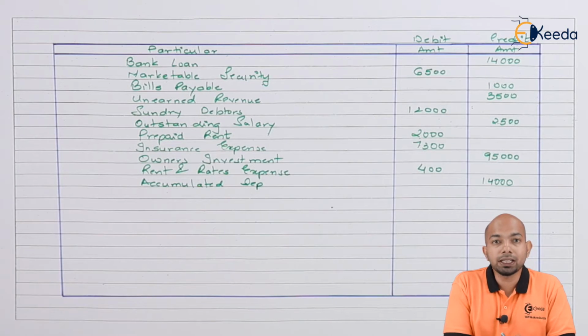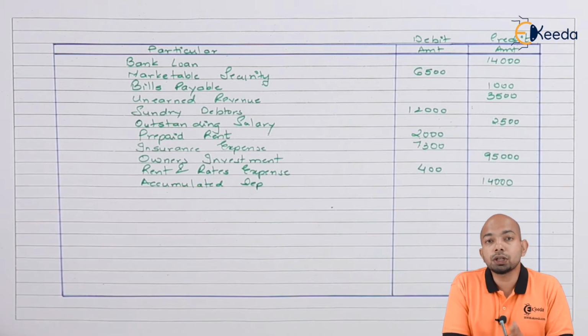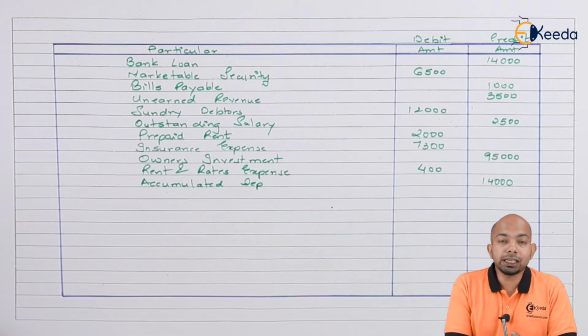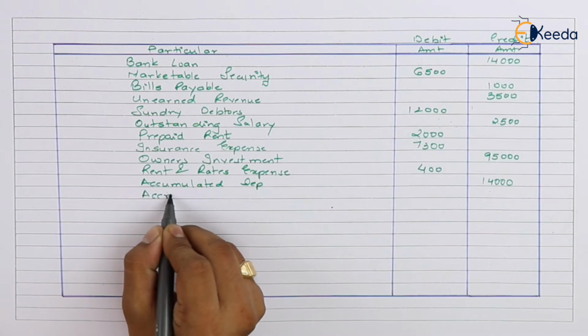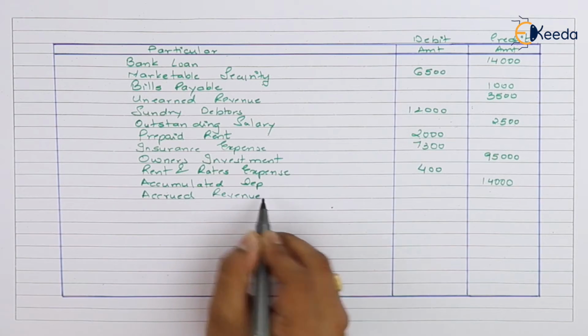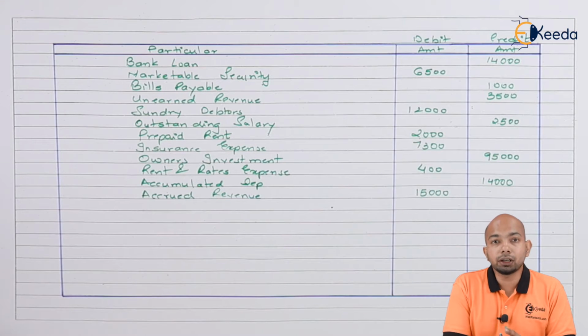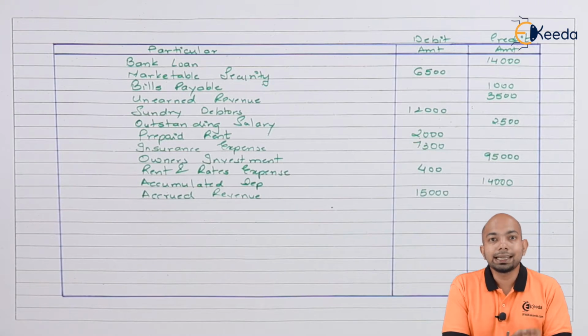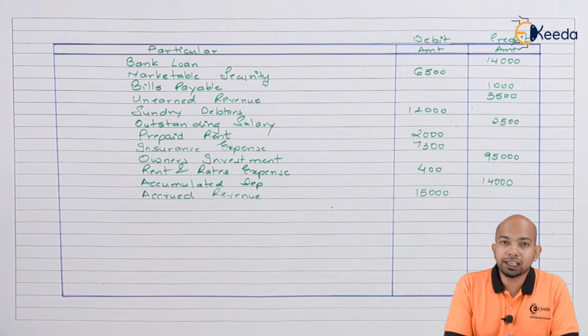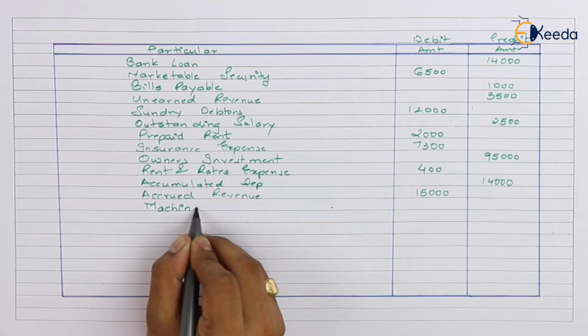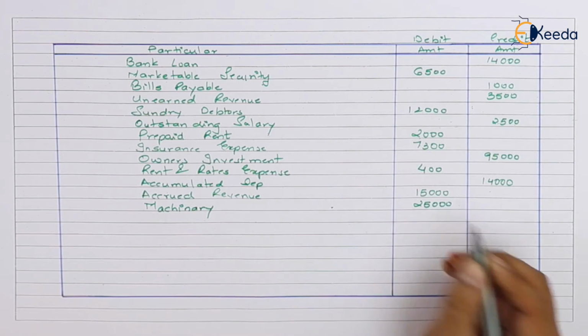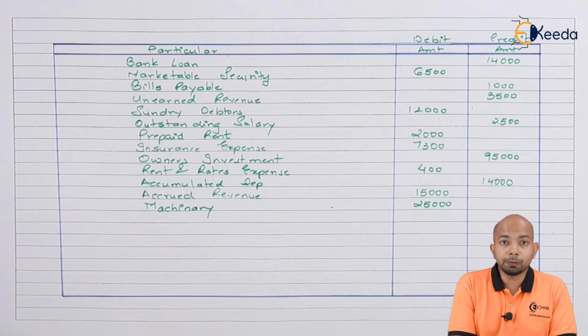Accumulated depreciation, that means it's a provision for depreciation. Provision for depreciation always has a credit balance, hence it is shown on the liability side in the balance sheet. That's the reason it will show a credit balance here. Accrued revenue refers to the revenue that we have already earned but haven't received, hence it is an asset for us and will always have a debit balance. Machinery being an asset will have a debit balance, hence the amount has been mentioned on the debit side here.